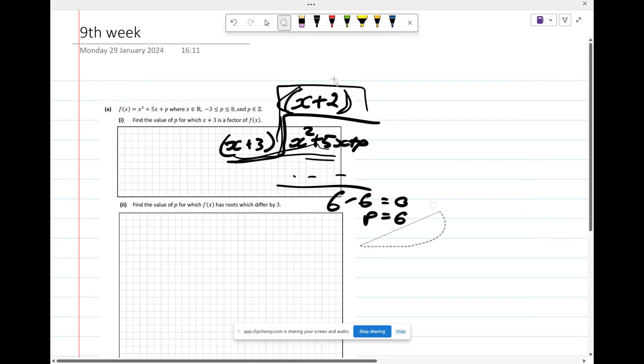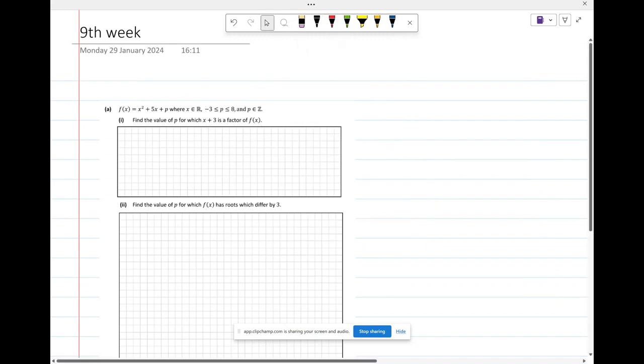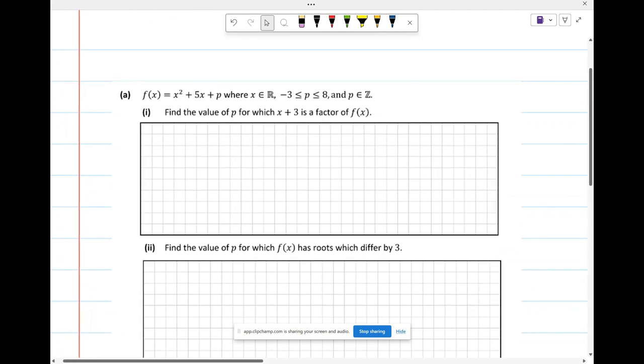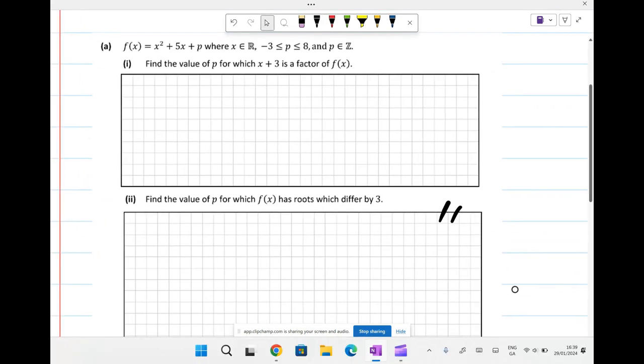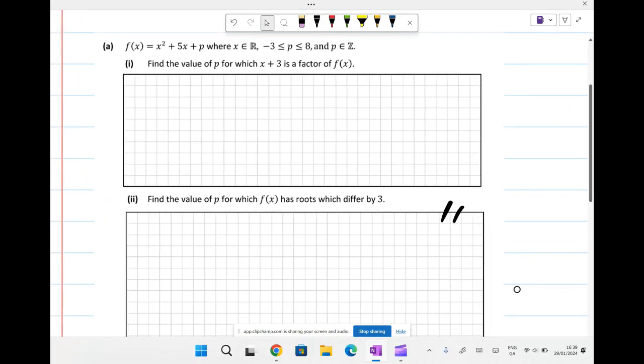Okay, great. So those were 3 different ways of answering part 1. And we'll move on to part 2. Okay, so part 2 says, find the value of p for which f of x has roots which differ by 3.